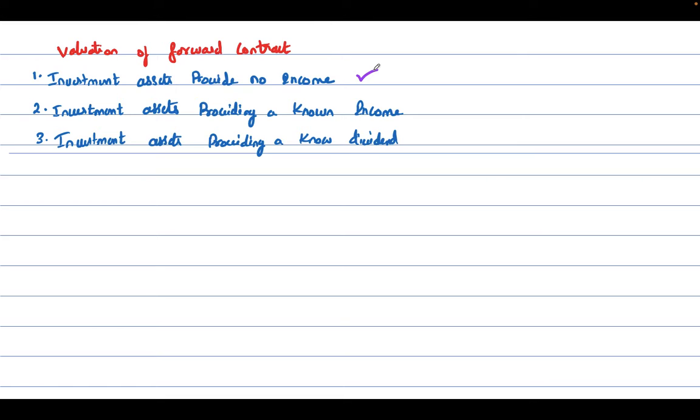So these are usually non-dividend payout equity shares and discount bonds, which do not provide any income to the investors. So let us consider the relationship between the forward price and spot price. Consider a long forward contract to purchase a share in 3 months. The current stock price is 100.